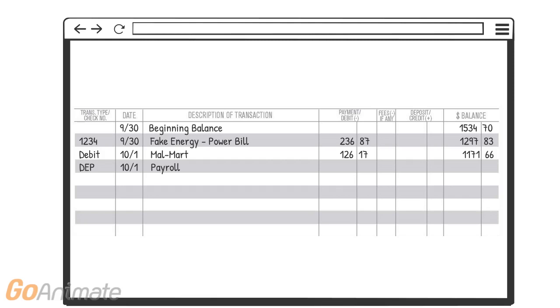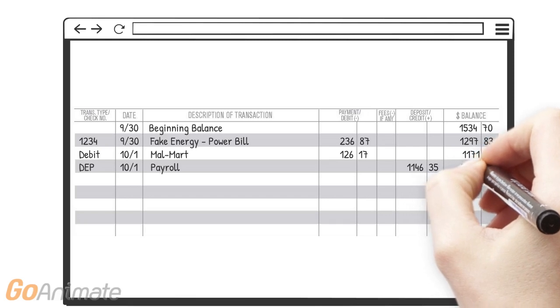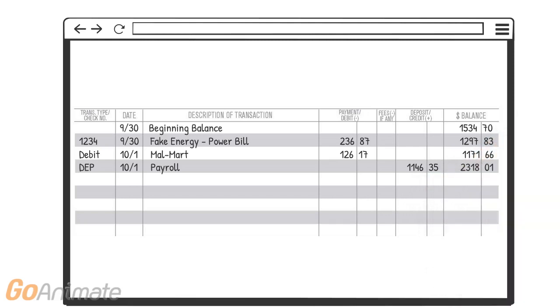There are many ways to enter your description. Just make sure that it is a way that you will understand what the transaction is. Since this is a deposit, and there are no fees attached to this transaction, we can skip the first two columns and record our deposit in the deposit credit column. To obtain our new balance, this time we will add the amount to the balance of the previous line.